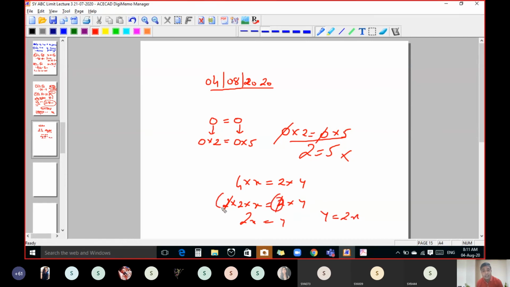You can cancel the same number except 0. 0 is the same on both sides, but you cannot cancel 0. That is why the concept of limit comes. So this is what we have discussed in our last few lectures. Now once we have an idea about limit, let us continue.